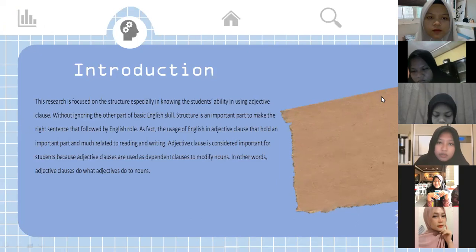Structure is an important part to make the right sentence that follows English rules. In fact, the usage of English in adjective clause holds an important part and is much related to reading and writing. Adjective clause is considered important for students because adjective clauses are used as dependent clauses to modify nouns. In other words, adjective clauses do what adjectives do to nouns.